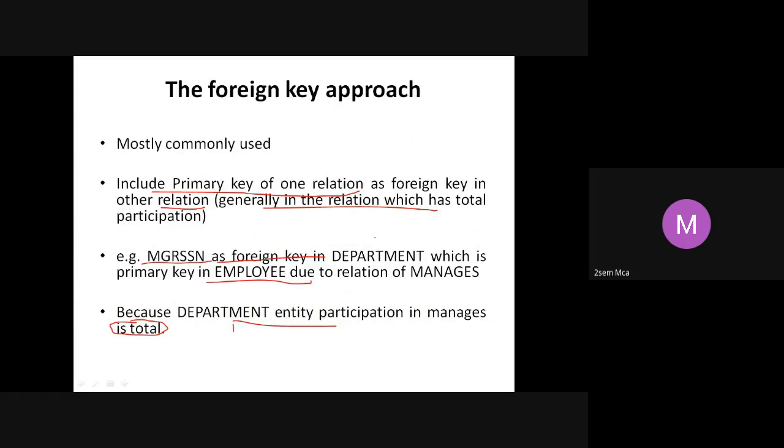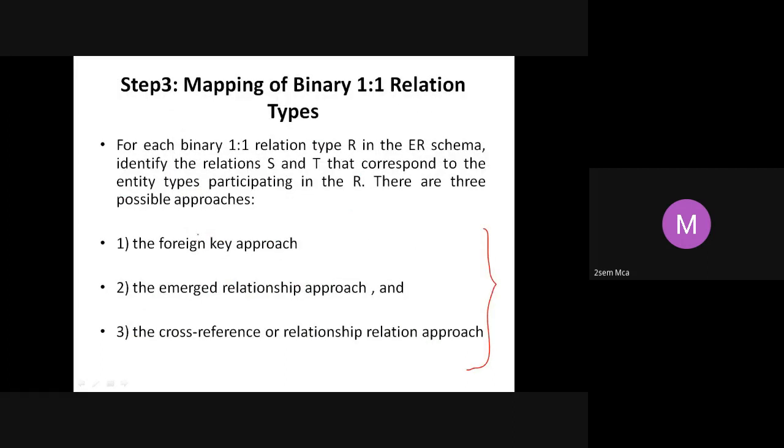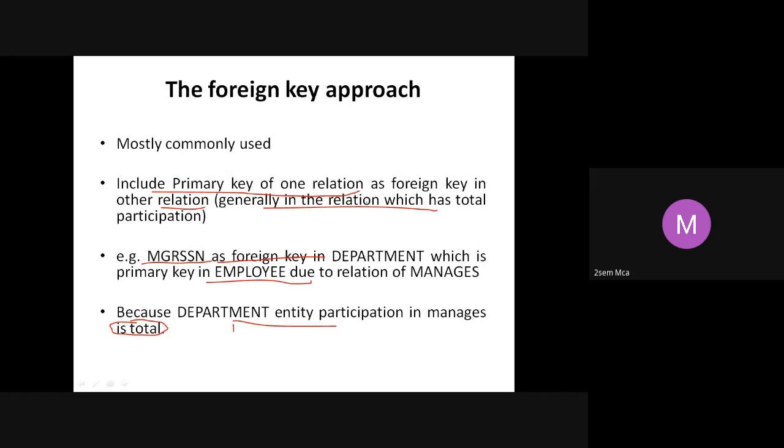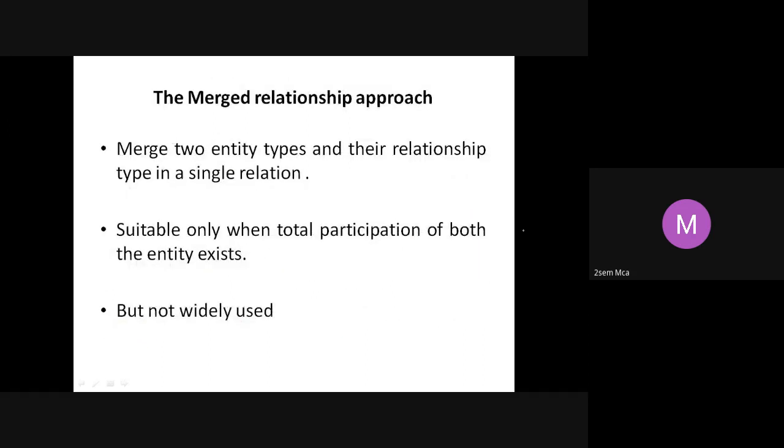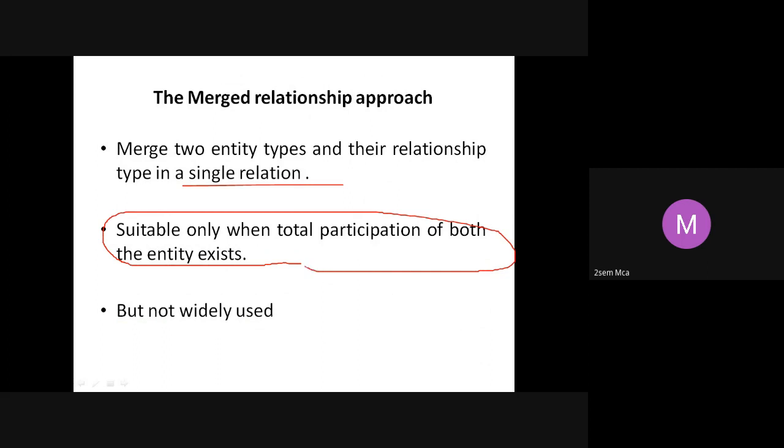Next, that is our first approach. There are 3 approaches. The foreign key approach is the most widely used approach. Next one is the merged relationship approach. What do we do here? Merge the 2 entity types and their relationship into a single relation. It is suitable only when total participation is there on both the sides. You don't have one side total and one side partial. You have both the sides total. Then we do this.